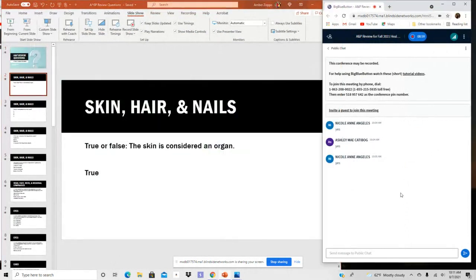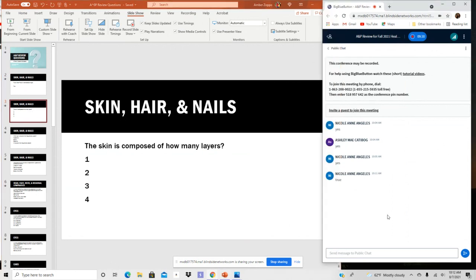So is this true or false? The skin is considered an organ. True or false? What do you guys think? That's true, right? The skin is an organ. It's actually the largest organ in our body. All right, good. So let's do the next one.